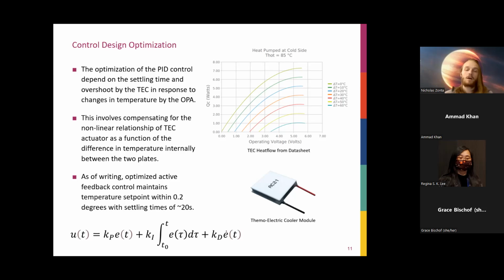As of writing and putting this presentation together, optimized active feedback control from where we are at was able to maintain set point within 0.2 degrees and with settling times of around 20 seconds.